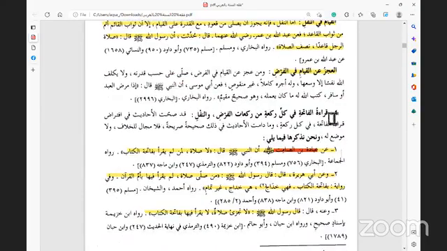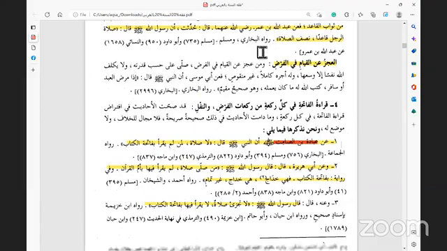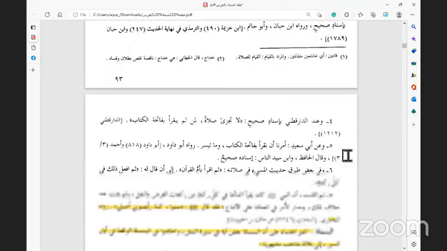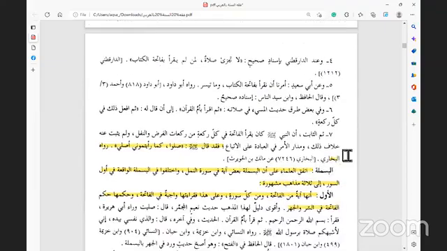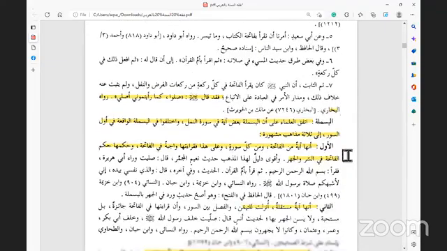Reading the Fatiha in every single rak'ah. If you don't read the Fatiha in every single rak'ah, that particular rak'ah is not valid, and you have to redo your salah. What is al-Fatiha? Al-Fatiha is the Surah Alhamdulillahi Rabbil Alameen. All right, that's an easy one.